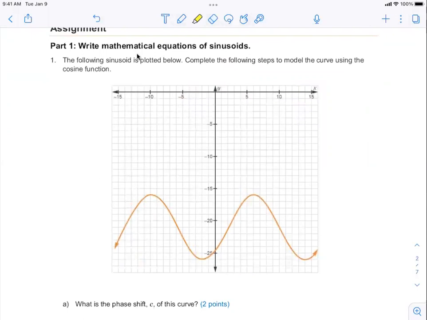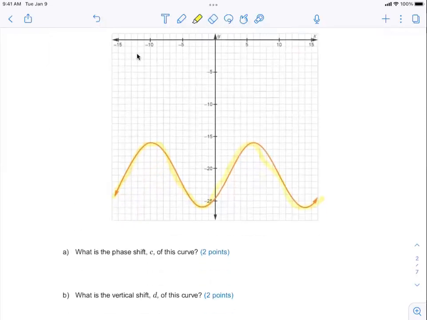The following sinusoid is plotted below. Complete the following steps to model the curve using the cosine function. So we have to remember that this curve is cosine. So part A, what is the phase shift? The phase shift is where you move left or right.